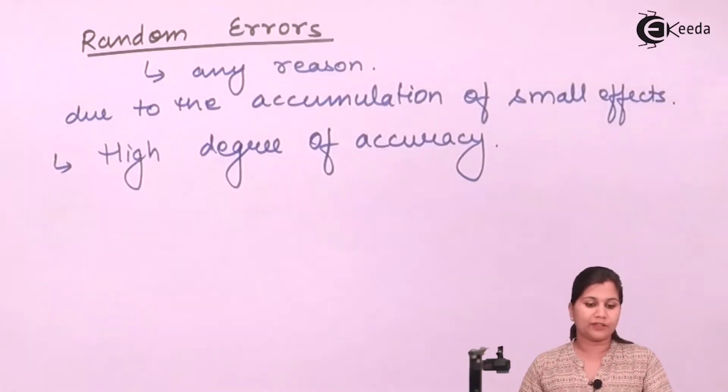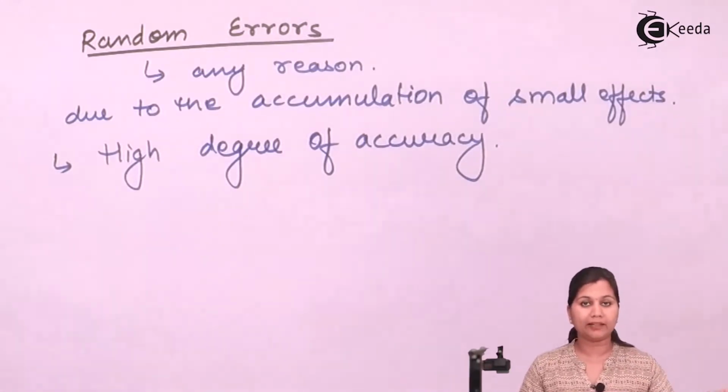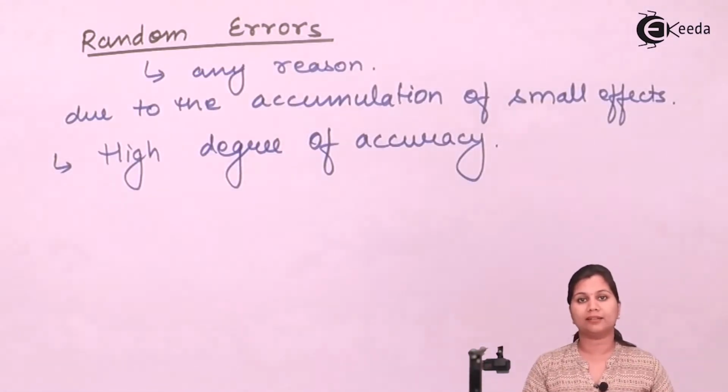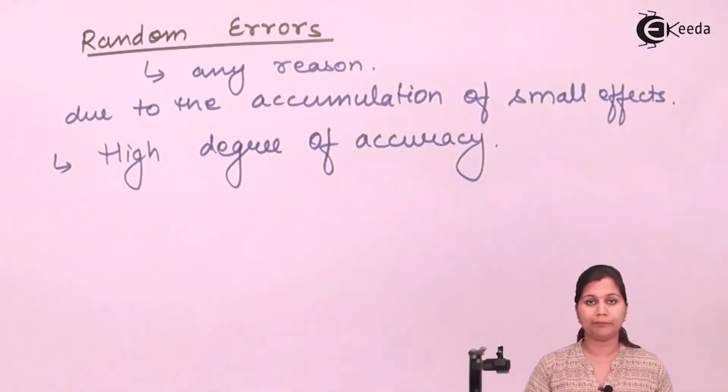So in this video, we studied the various types of errors. We saw how these errors can be eliminated. What are the remedies which we should take to eliminate the errors in the measurement system? I hope that this topic is now clear to you.